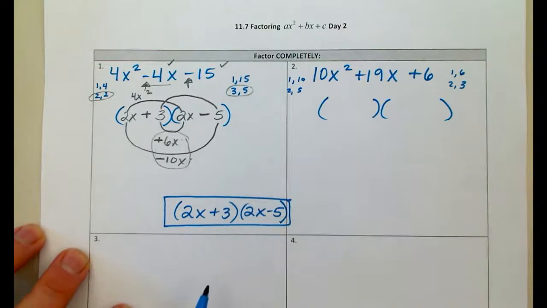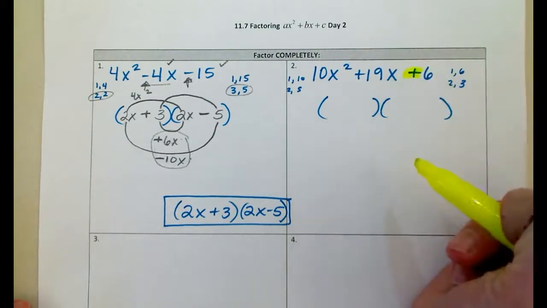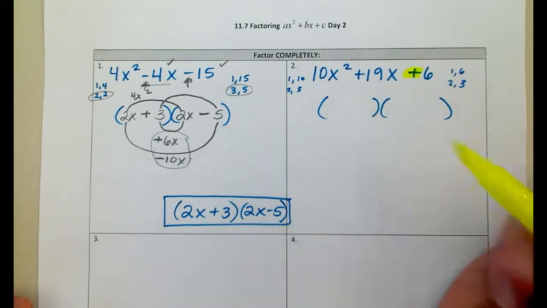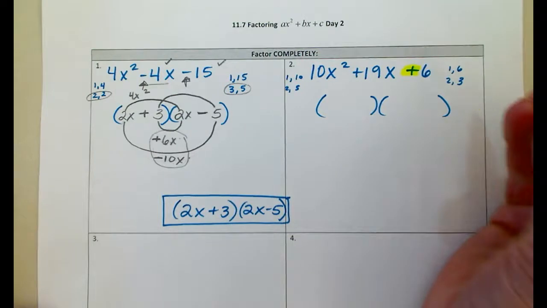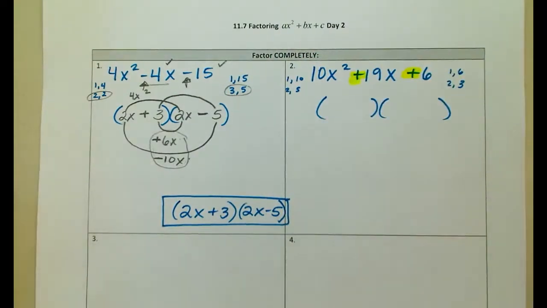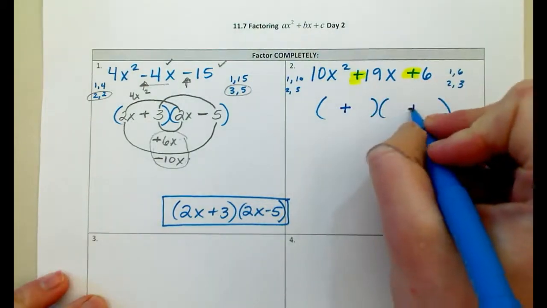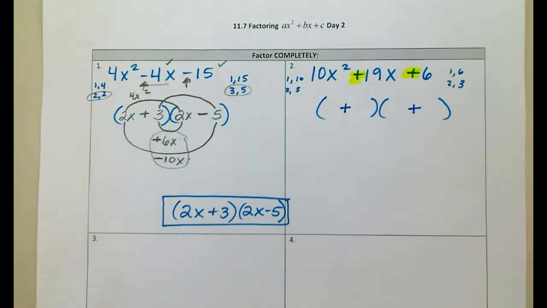Next thing I'm going to notice is that this multiplies to a positive number. If this multiplies to a positive number, that means the factor signs will be the same. Since it also adds to a positive number, I know both of my factors are positive. So I can go ahead and solidify my signs.